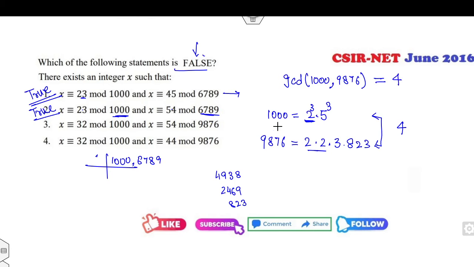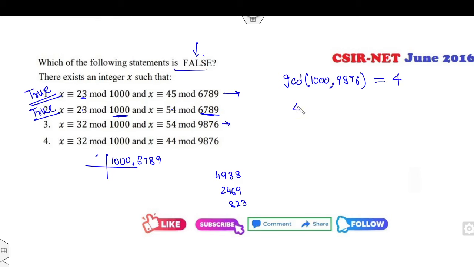Fine. Now once you know the GCD is 4, this has a solution when 4 divides 54 minus 32, that means 4 divides 22. Fine. So is it possible? No, because can you find it as 4 times k, where k is an integer? Is it possible? No. So that is the false statement.